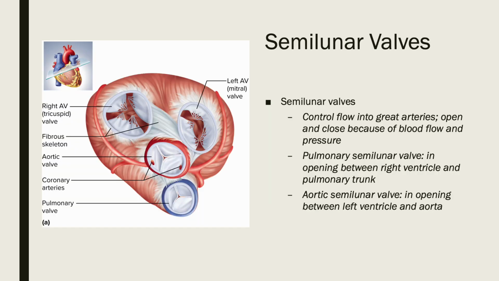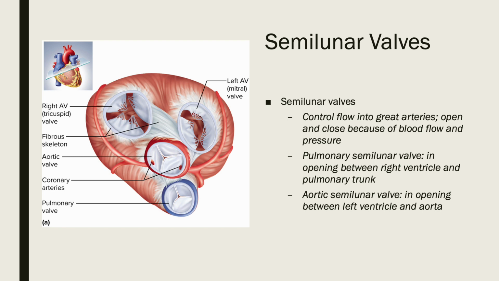So the next type of valves are the semilunar valves. When the ventricles contract and squeeze the blood up, it doesn't go back up into the atria because the AV valves are closed. But it does need to go out to the arteries. When it flows out into the arteries, semilunar valves keep it from flowing back down into the ventricles.